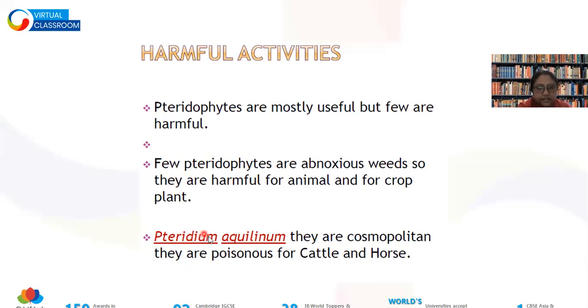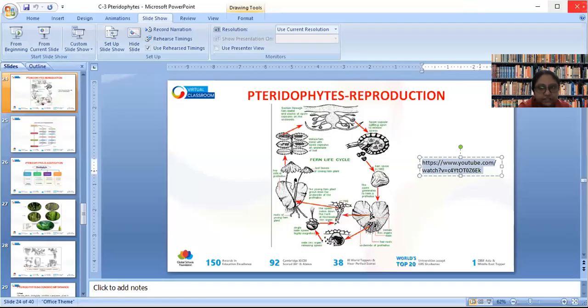There is Pteridium aquilinum, which is a poisonous pteridophyte, and if any cattle or horse eat them, they may die. So that is all about pteridophytes.